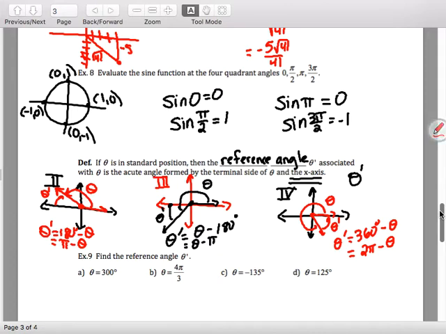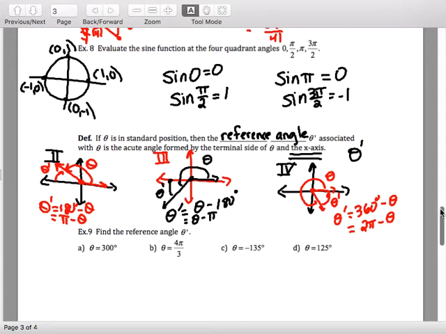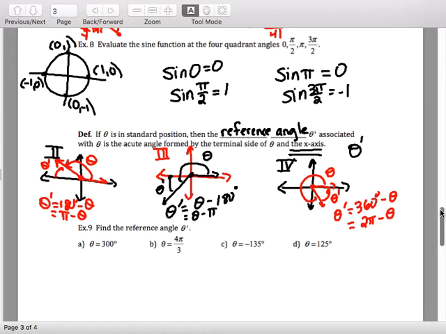I personally don't memorize these at all. I just remember that my reference angle is from the terminal side to the x-axis, and I just figure it out. Like, what is it? How far away is it? And it's either from 180 or 360. So in example 9, I want you to figure out the reference angles for each of these. So let me give you a head start.